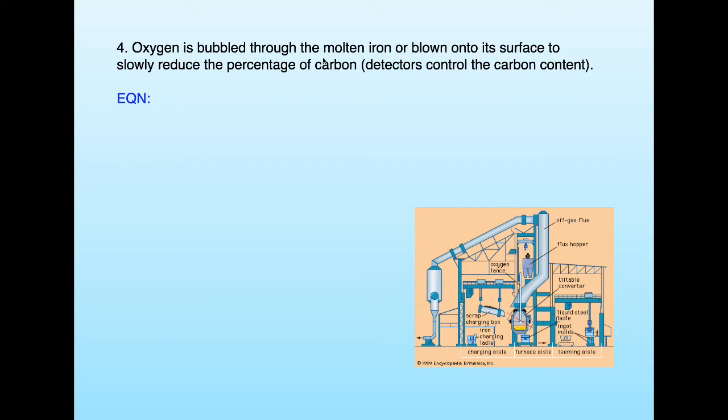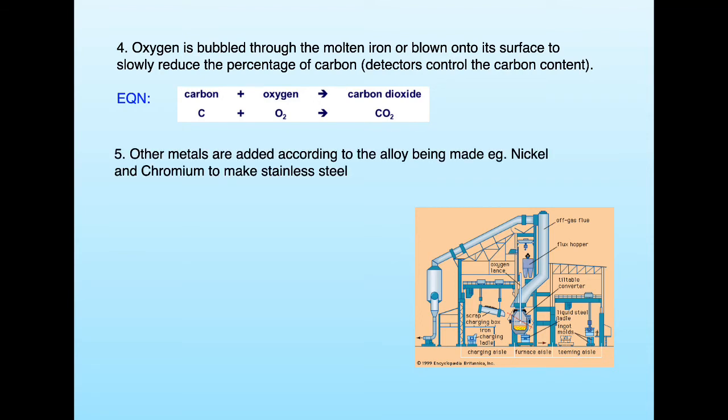Oxygen is bubbled through the molten iron or blown onto its surface to slowly reduce the percentage of carbon. There'll be detectors to control the carbon content. So the carbon in the pig iron is reacted with oxygen and removed as carbon dioxide. And then at the end of the process, we throw in any other metals, nickel, chromium, etc., to make alloys according to the alloy that we're looking for.